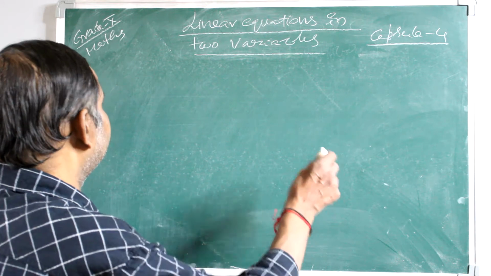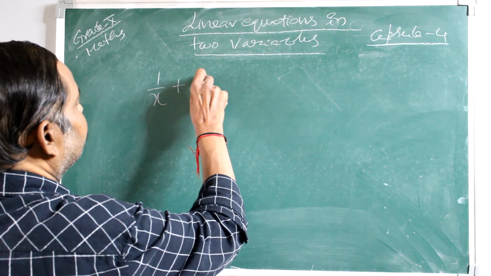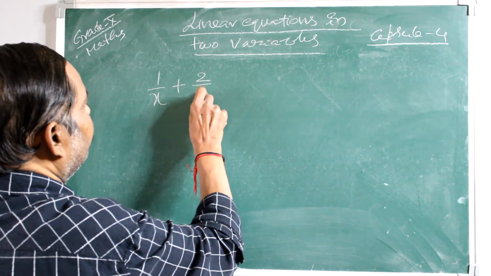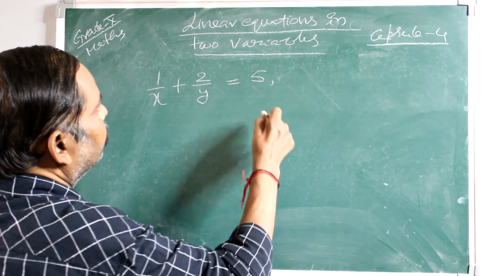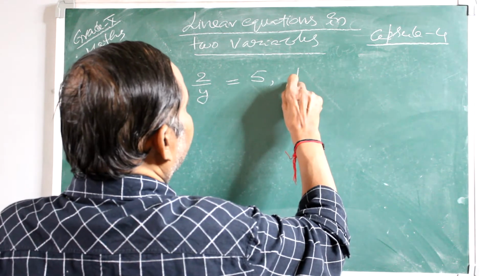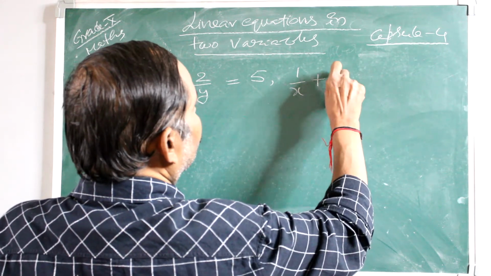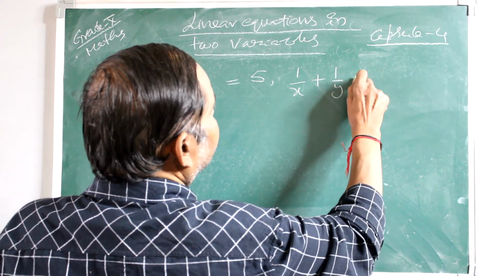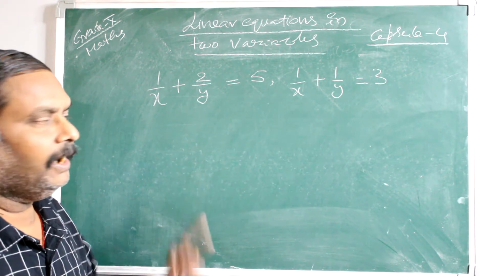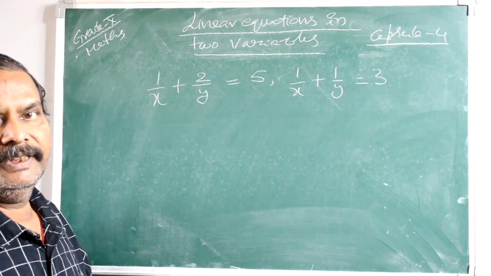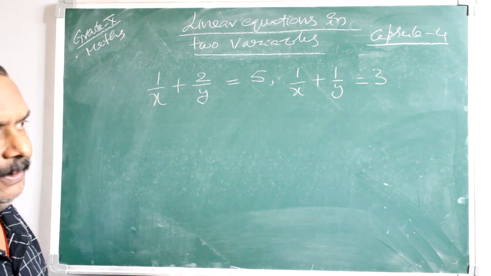For example, 1/x + 2/y = 5 and 1/x + 1/y = 3. These two are not directly in the form of ax + by + c = 0. The variables are there in the denominator.